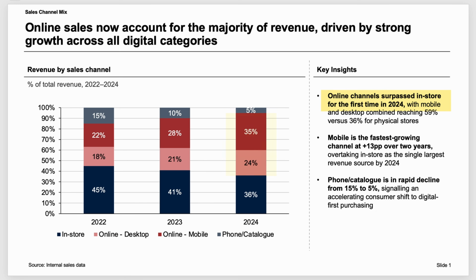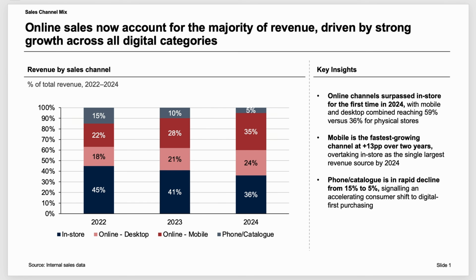Online channels surpassed in-store for the first time in 2024, correct? Mobile is the fastest growing channel at plus 13 percentage points over 2 years, correct? And phone/catalog is in rapid decline from 15% to 5%, correct? And to be fair, you might want to tweak some of these insights, but clearly Claude does understand what the data is saying. But to be intellectually honest, here's what I would change on this slide.